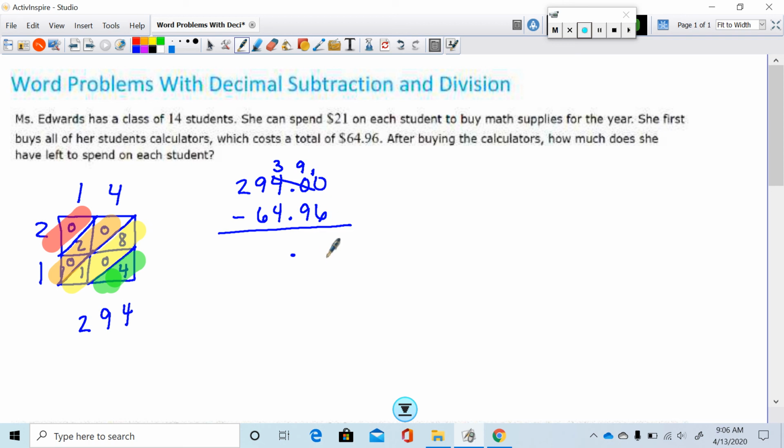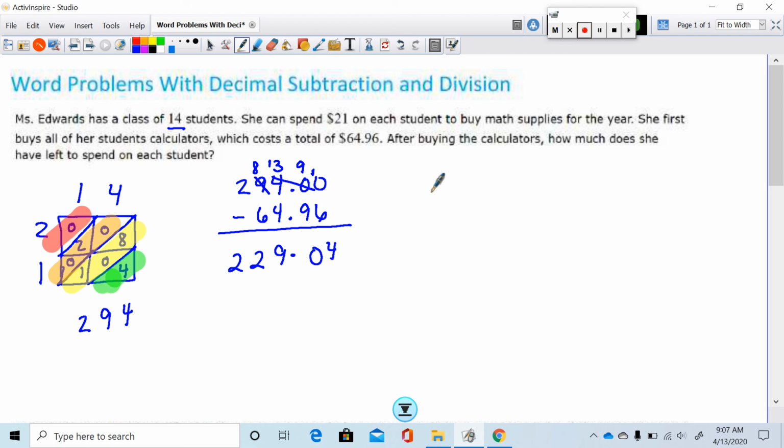10 take away 6 is 4. 9 take away 9 is 0. 3 take away 4, you need to borrow from the 9, call that an 8, carry the 1 over. 13 take away 4 is 9. 8 take away 6 is 2. And then bring down this 2. So she has $229.04, and she's got to split that among 14 students.